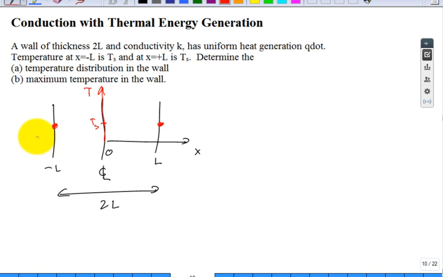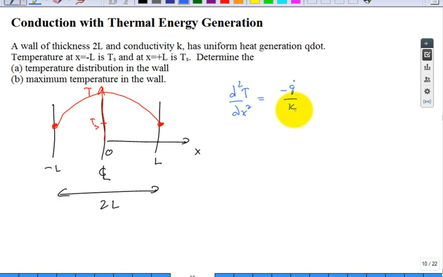What do you think the profile is going to look like? It's going to look like that. Where's the maximum going to be? Right in the middle. It's symmetrical. There's nothing to be not symmetric. It's going to be symmetric. So how do I find that temperature distribution? You have the governing differential equation. So we have the second derivative of space, well, put it equal to minus Q dot divided by K.